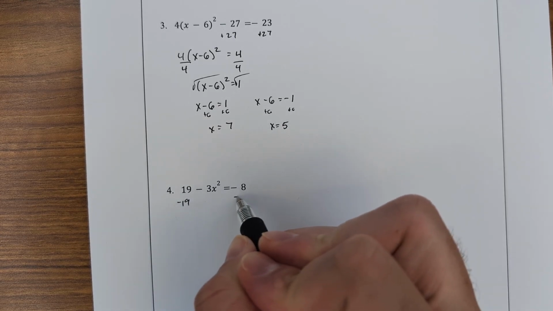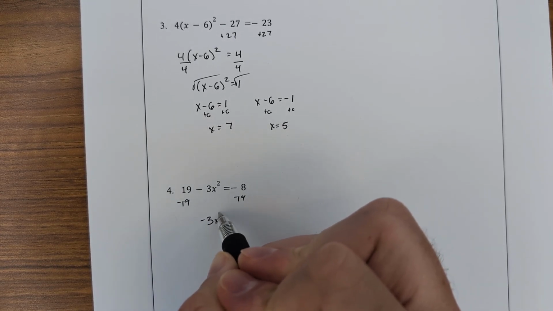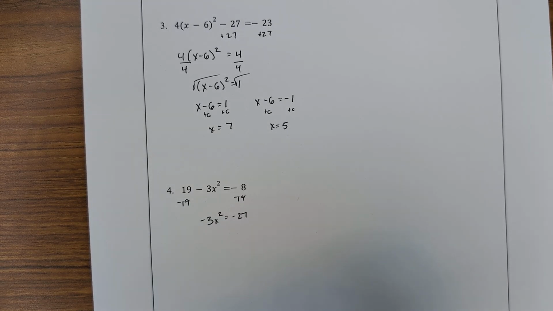Okay, so 4 here is kind of like the first one. So move your regular numbers first. So negative 3x squared equals negative 27. Subtract the 19 across.